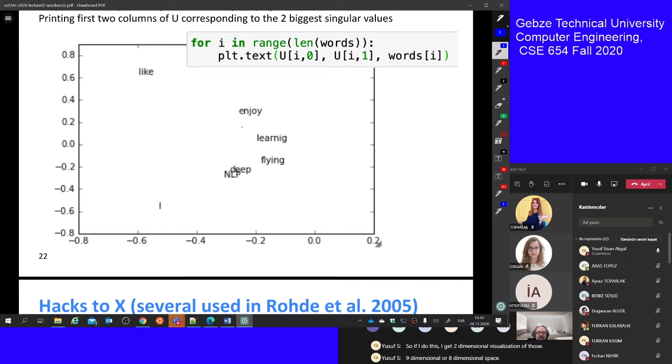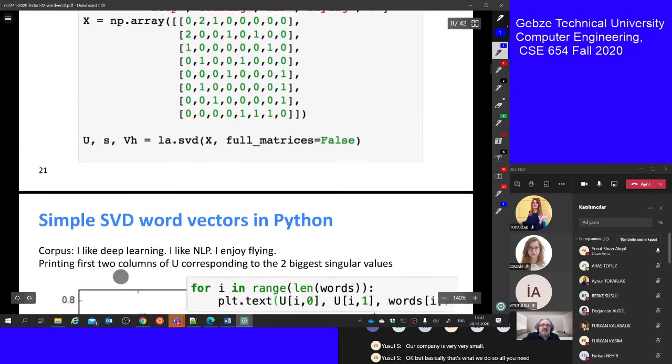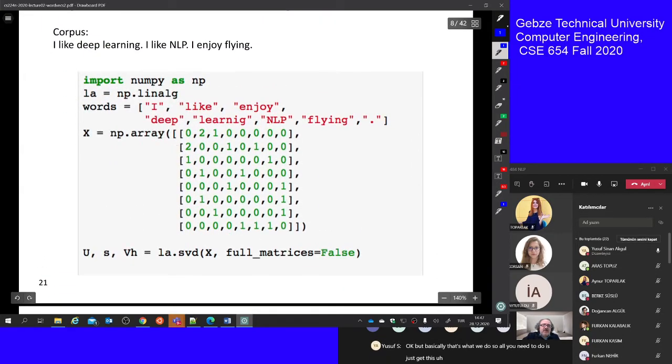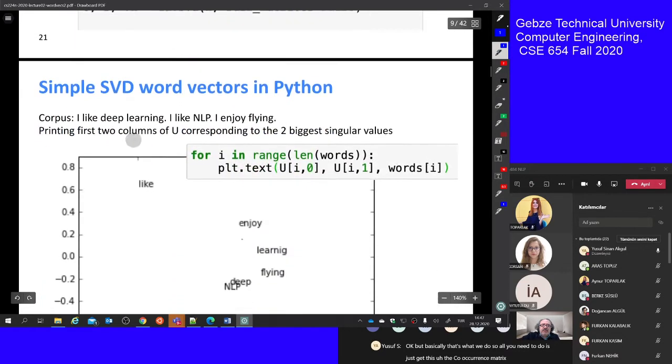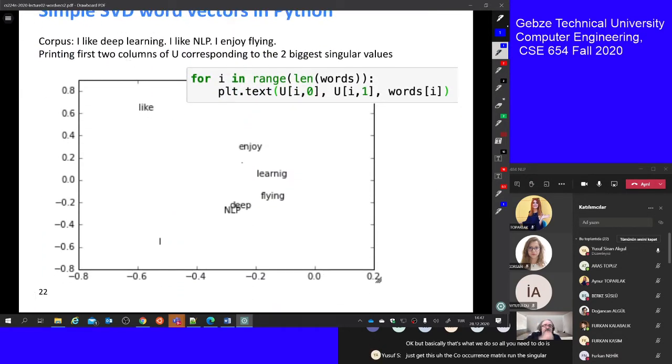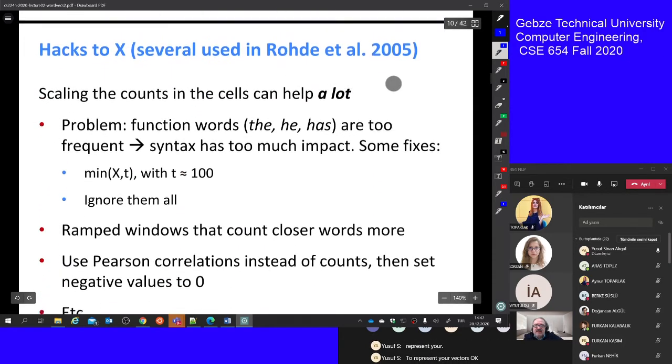So deep and NLP are close, while like and I are far away, but you don't expect this to be very meaningful. Why? Because our corpus is very, very small. But basically that's what we do. All you need to do is get the co-occurrence matrix, run the singular value decomposition, pick the important dimensions, and use those dimensions to represent your vectors. That's what we said.